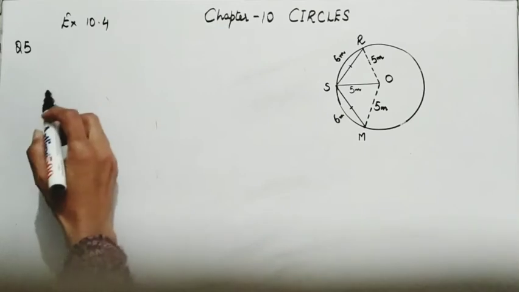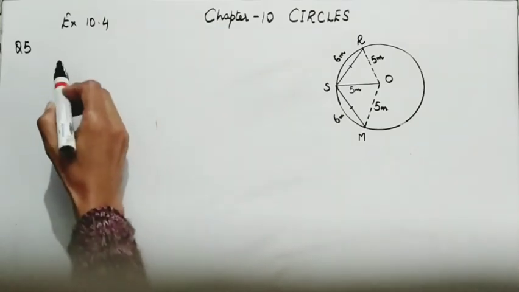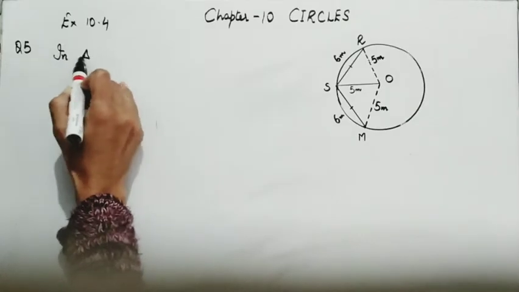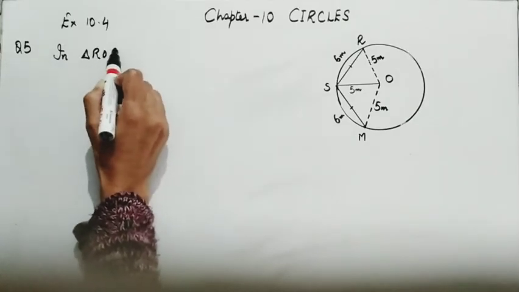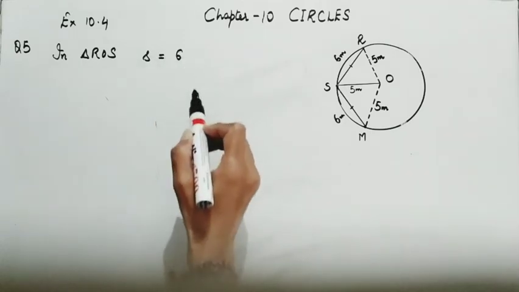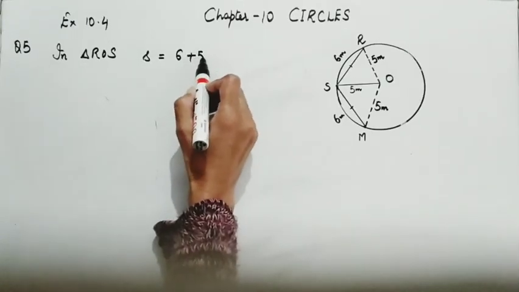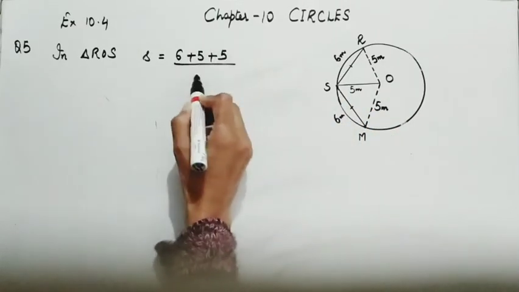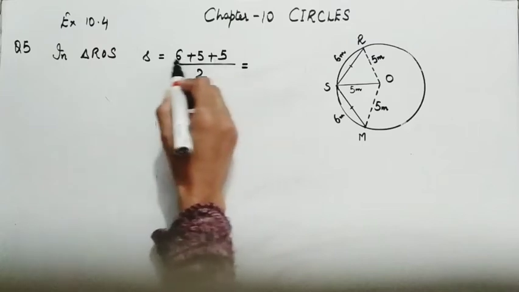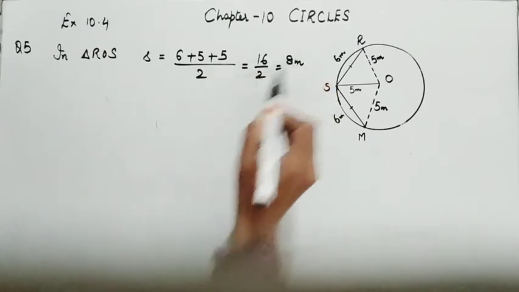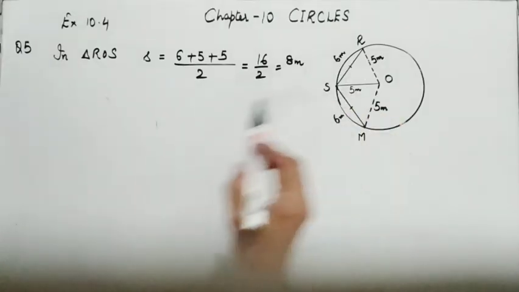So in triangle ROS we are calculating semi-perimeter. We know sides, sum of all sides, 6 plus 5 plus 5, and this would be divided by 2. Adding all, this is 16 by 2, which makes it 8 meters. So semi-perimeter is 8 meters.